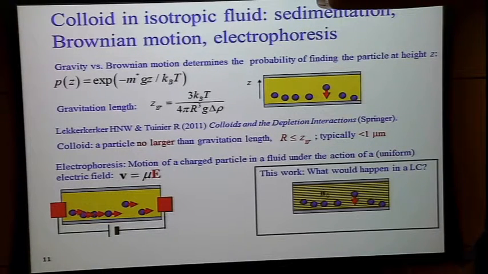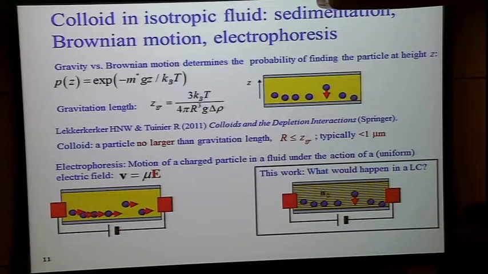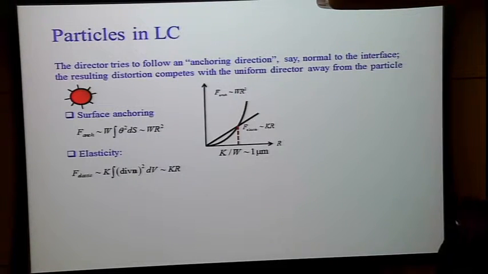So we were just interested to see what would happen if, instead of the isotropic solvent, you place the colloids in the nematic liquid crystal, and then also apply an electric field, to see whether there is an interesting variation of this electrophoretic motion. So let me refresh in your memory the important balance of not the viscosity, but elasticity and the surface anchoring.